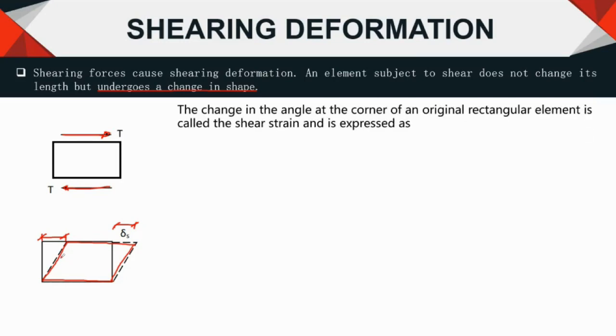So, meron tayong following formulas dito. The change in the angle of the corner of an original rectangle element is called the shear strain, and ito yung formula niya. Ang ating symbol for shear strain, we have gamma. It is equal to delta S divided by L.